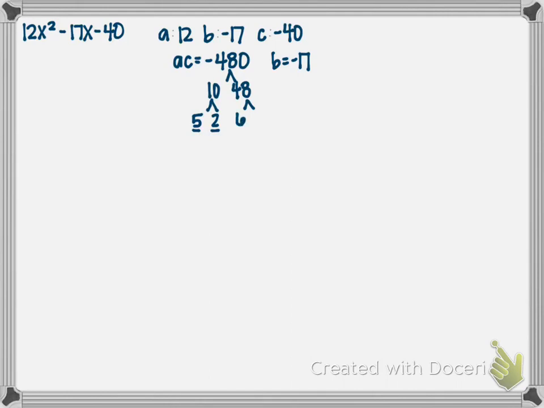So I'm going to do 6 and 8. 6 is not prime. That breaks down to 3 and 2. But both of those are prime, so I'm done there. 8 is 4 and 2. 2 is prime, but 4 is not, so I still need to continue factoring that one. So I have 2 and 2.